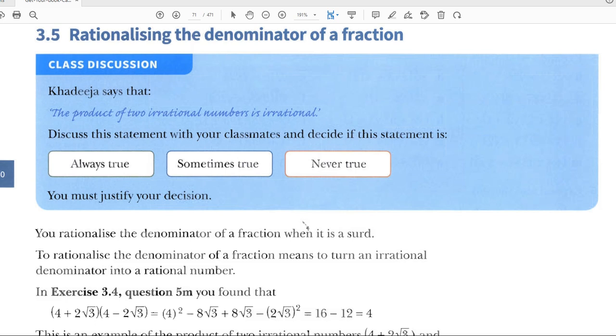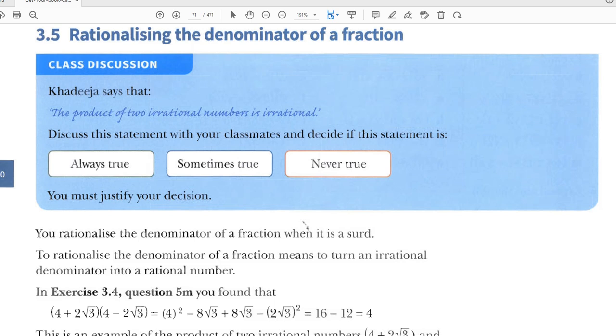As you know students, we are doing nowadays chapter number 3, Indices and Surds. We have already finished exercise 3.1 to exercise 3.4. Today we are going to start exercise 3.5, and the topic of exercise 3.5 you can see on the screen: rationalizing the denominator of a fraction.